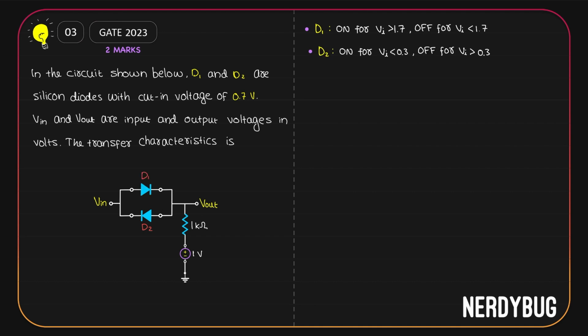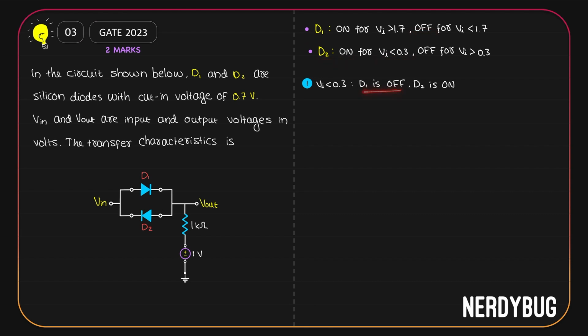Let us write that also down. Now, to plot the transfer characteristics, we have to check what the circuit does when V input is less than 0.3, when it is between 0.3 and 1.7, and when it is greater than 1.7. Let's take the first case. V input is less than 0.3 volt. That means it is obviously less than 1.7. So D1 will be off and D2 will be on.